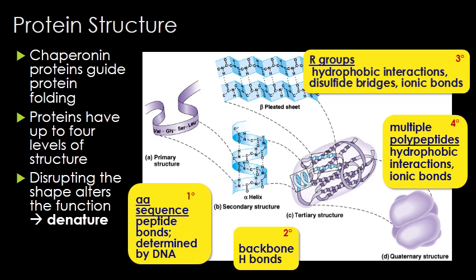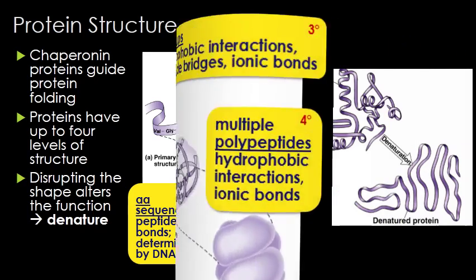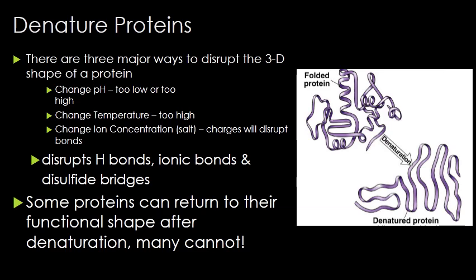If you alter this structure, if you disrupt this structure, that's called denaturing the protein and will have major effects. There are 3 major ways to disrupt the 3D shape of a protein. If you alter the pH of the molecule, you'll disrupt the bonds by changing the H+ concentrations. If you change the temperature, you're going to increase the motion of the molecules, which is going to tear it apart. So too high a temperature is going to be very bad. If you change the ion concentration, or the amount of salts, you're going to disrupt the bonds.